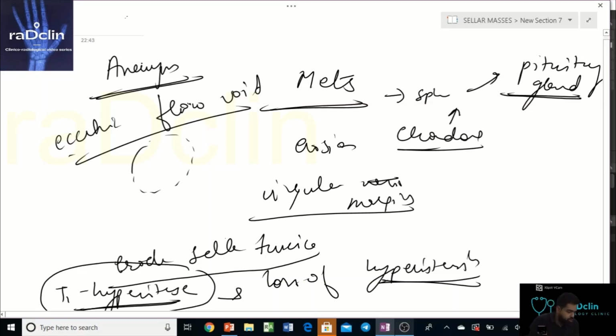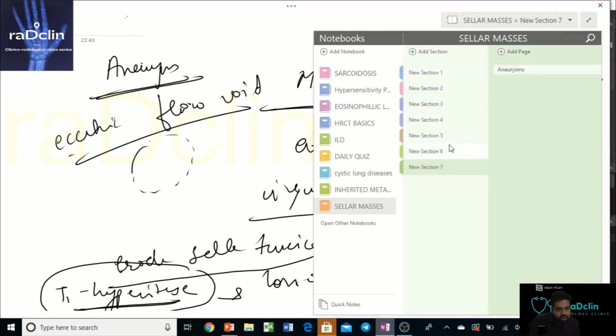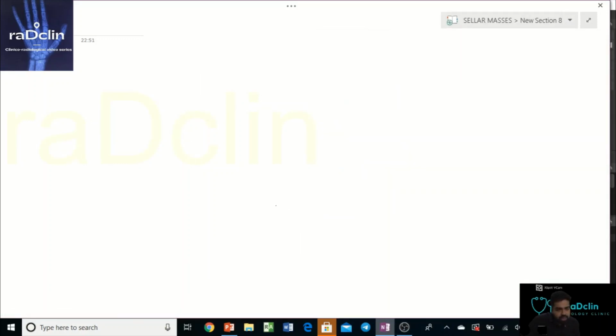Now, there could also be another lesion that could involve the sellar area. However, it is less commonly seen: the germinoma. A germinoma basically involves the pineal region, which we'll discuss in further sections. However, sometimes germinoma crawls along the floor of the third ventricle and reaches up to the sella. We'll discuss more about it later on.